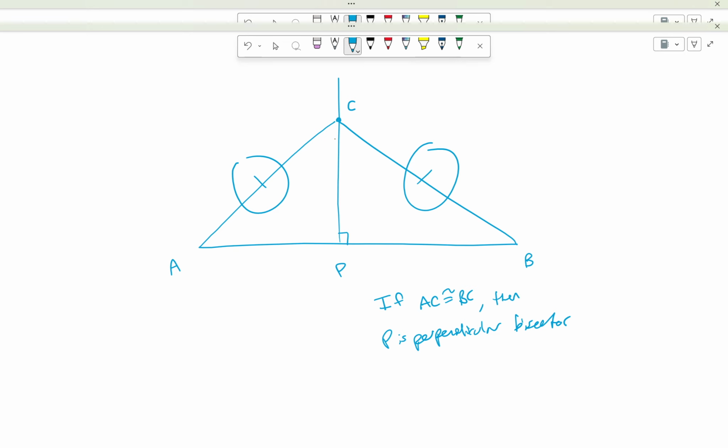So here's why. If I've been given that this is perpendicular and that those two points are congruent, I can then make further conclusions, right? Because look at what I have.